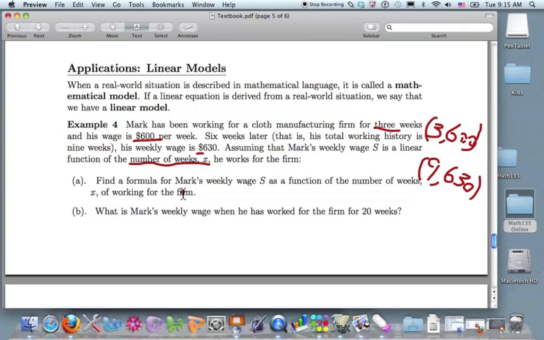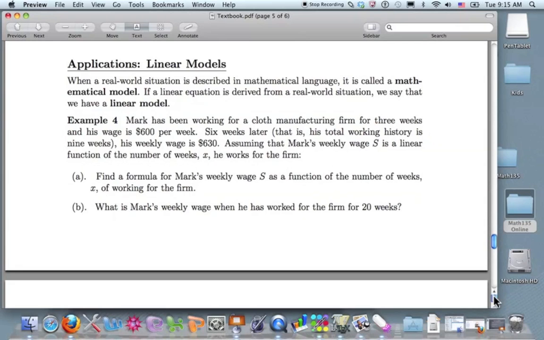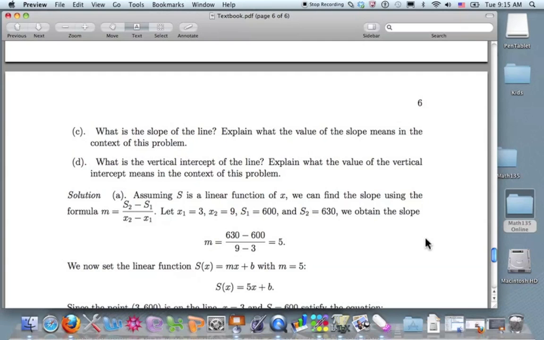So our tasks include: find the formula for s as a function of x, find what Mark's weekly wage is when he has worked for 20 weeks, find the slope of the line, including value, unit, and meaning, and then find the vertical intercept and its meaning.